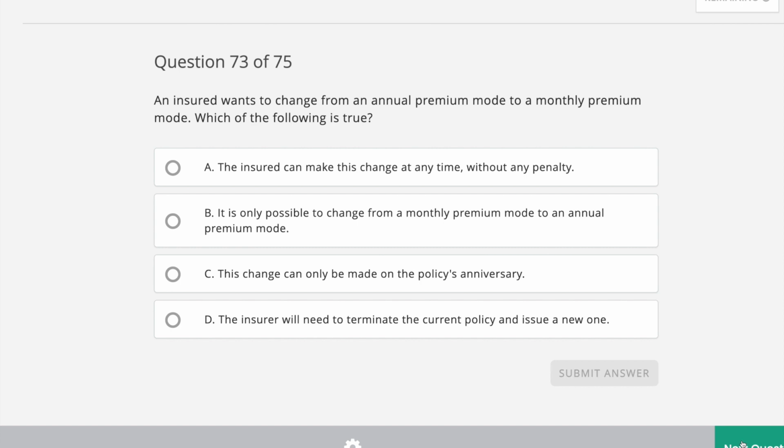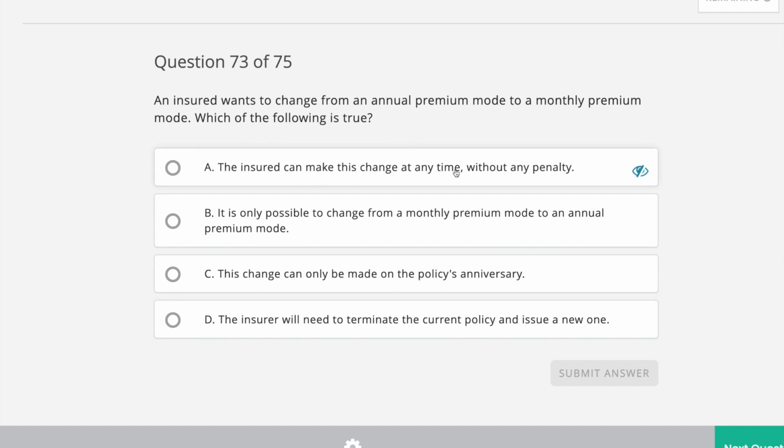An insurer wants to change from an annual premium mode to a monthly premium mode. Which of the following is true? So he's going from annual to monthly, so his premiums are going to be increased. They're going to go up because now he's paying per month instead of per year. Without penalty, it is possible to change from monthly premium mode to annual mode. It is only possible... No, this change can only be made on policy anniversary. The insured needs to terminate one policy to get a new one. No. Dang, which one is it?